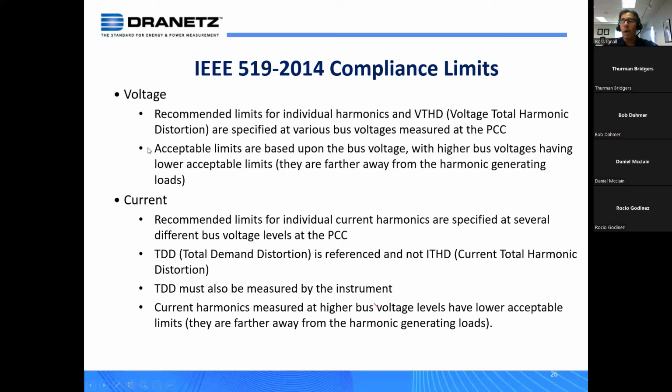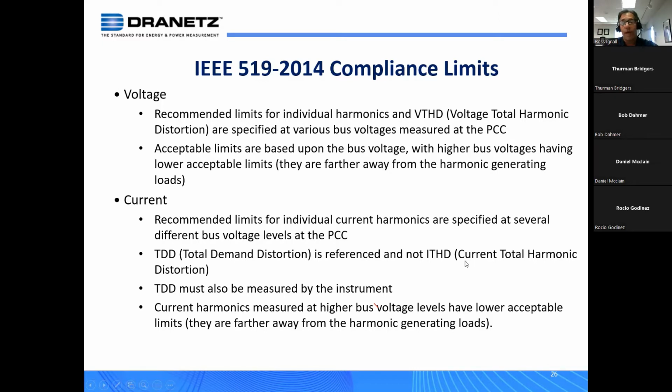So we're looking at voltage harmonics, we're looking at current harmonics. And again, the recommended limits for individual harmonics are specified at different bus voltages for that same rule of thumb: the farther you are from the harmonic generating devices, the lower the acceptable limit. A little bit different here, we're looking at individual harmonics, again based upon the very short time and the short time harmonics, but we're not looking at current THD. We're looking at something called total demand distortion, not ITHD, current total harmonic distortion.